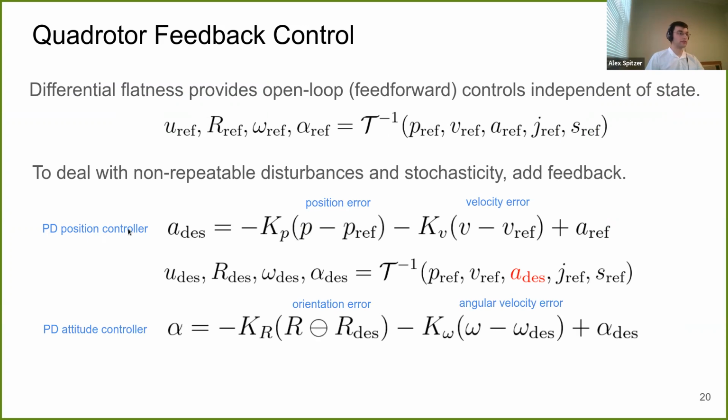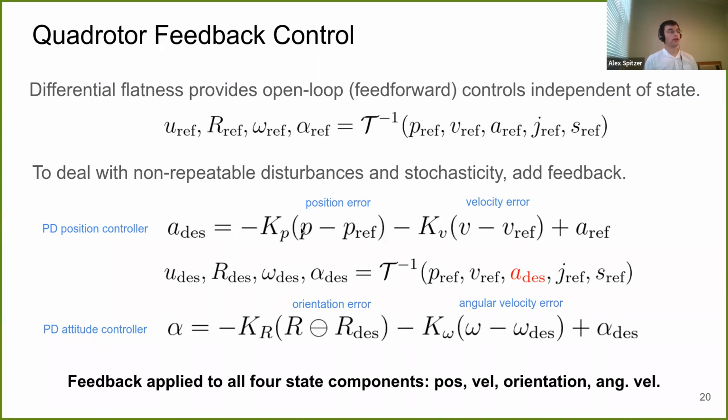Here the first one is the PD position controller, and the bottom is the PD attitude controller. And the important thing to note is that there's feedback on all four components of the state: position, velocity, orientation, and angular velocity. And that's really it. And here I've highlighted the desired acceleration A in red, because that's what we're going to be focusing on in the first part. We're going to be improving that.